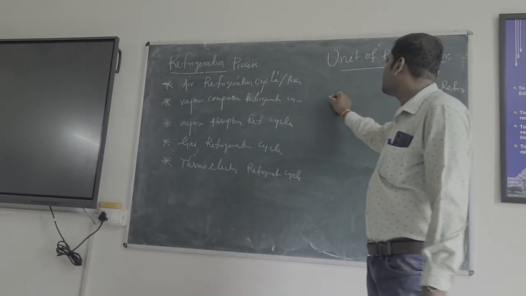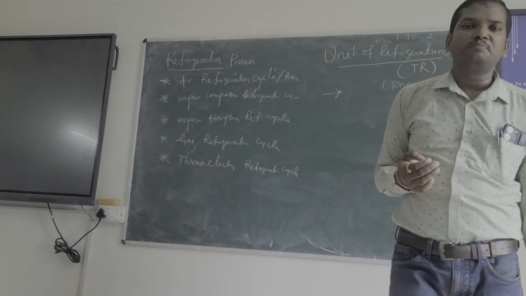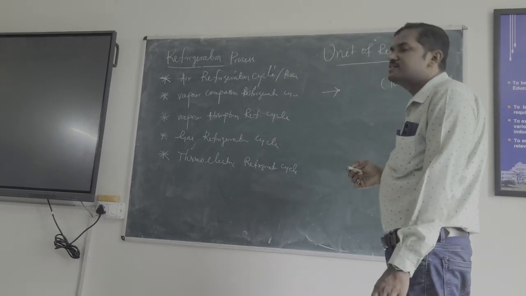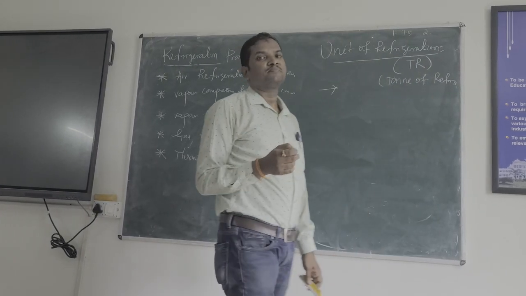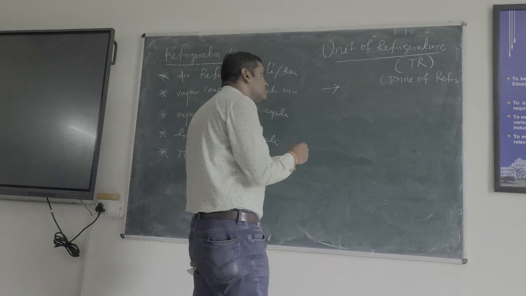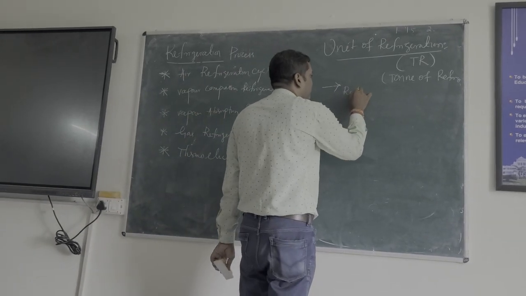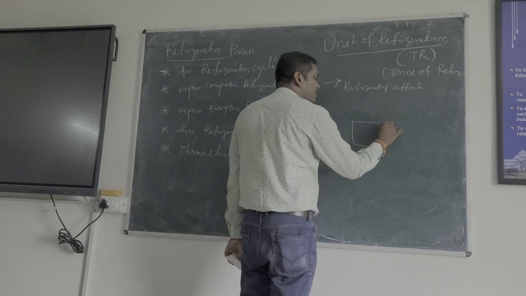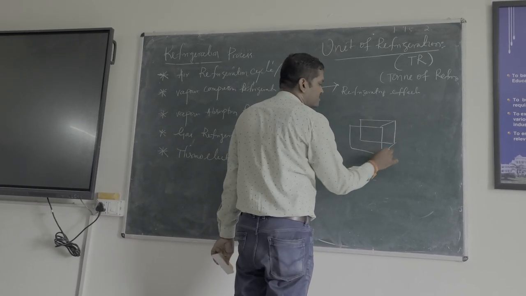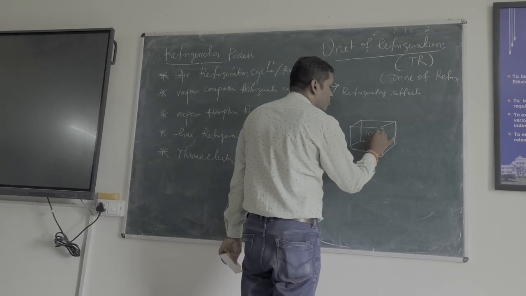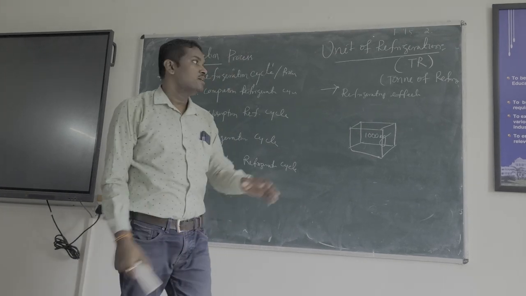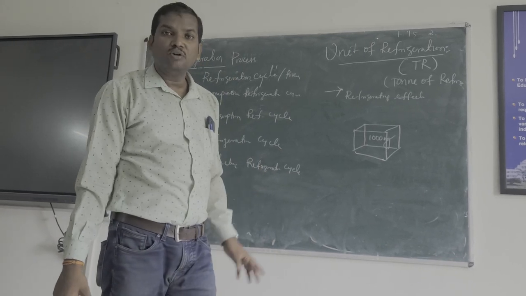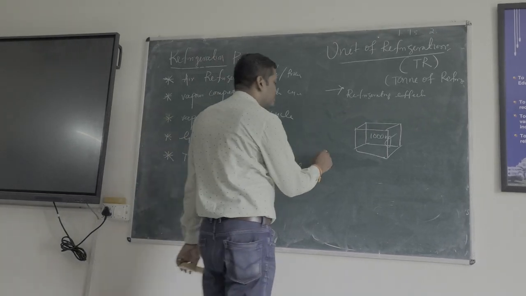The basic definition: the unit of refrigeration may be defined as the refrigerating effect produced by uniform melting of 1 ton of ice from and at 0 degree centigrade during 24 hours. Very simple thing. 1 ton is equal to 1000 kg, so 1 ton of ice is 1000 kg. So what is it mathematically?